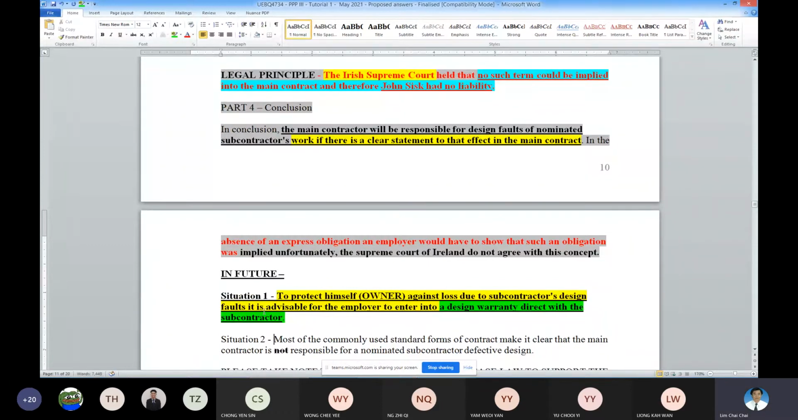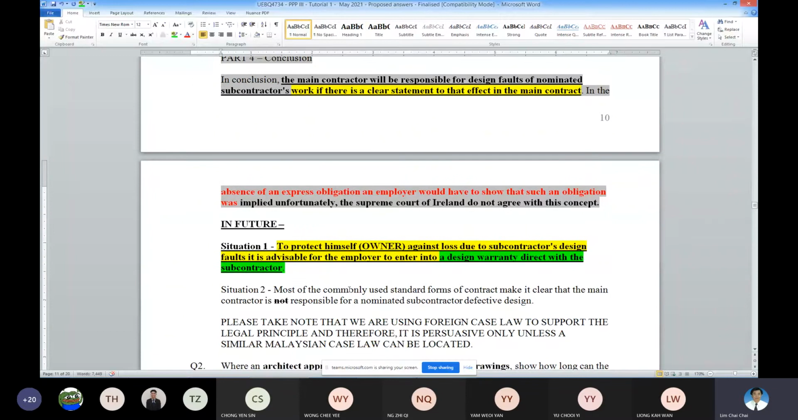Then situation 2: use the standard form by amending the standard form. Because most of the common standard forms make it clear that the main contractor is not responsible for the NSA's defective design. So if you can, you try to amend it, take away the "not", delete this one. Although the standard form is already very clear, you have no choice, you have to delete this one. If you don't delete this one, you are going to be responsible. When you delete this one, please consult a specialist, whether you have done it properly or not.